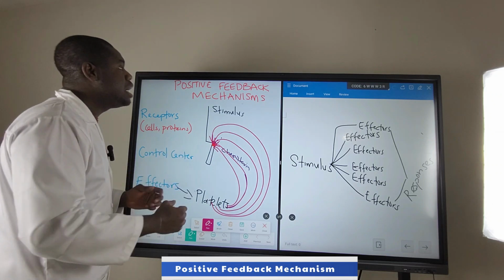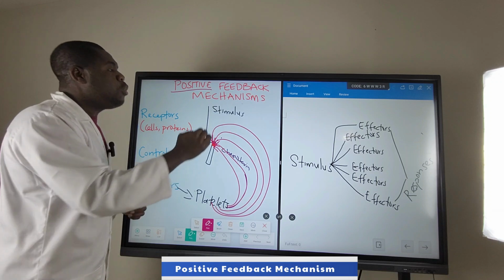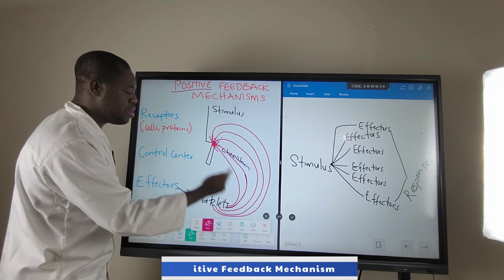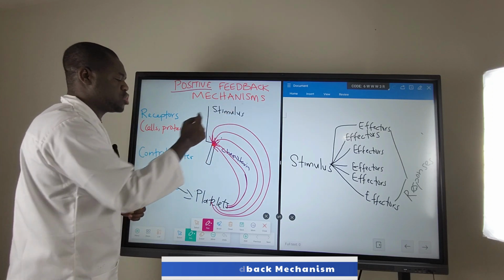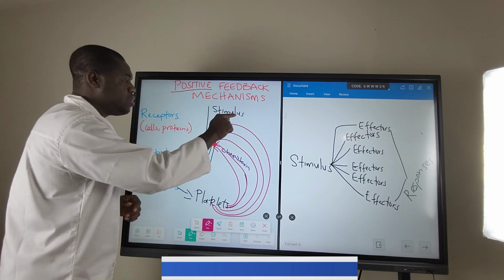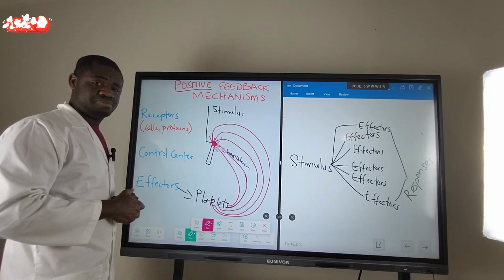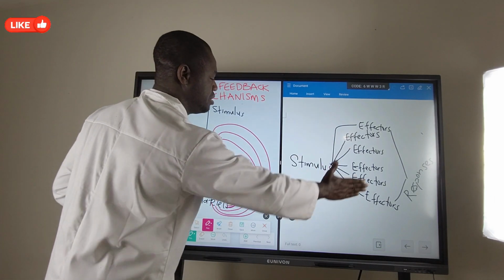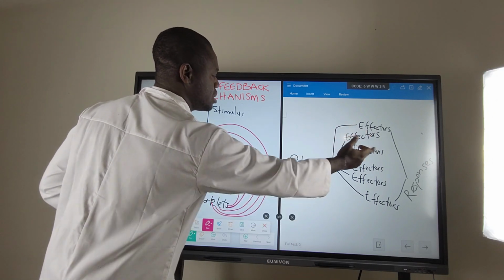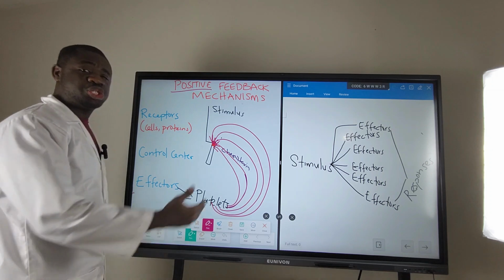This is why positive feedback mechanism is a mechanism where the stimulus amplifies the response, where the stimulus increases the response. You can see the illustration where the stimulus is increasing the effectors, which are the responders.